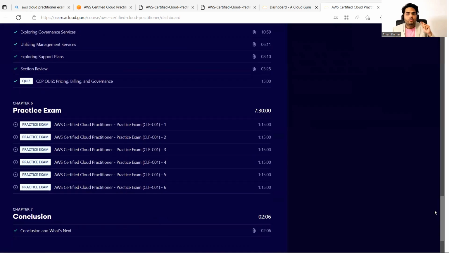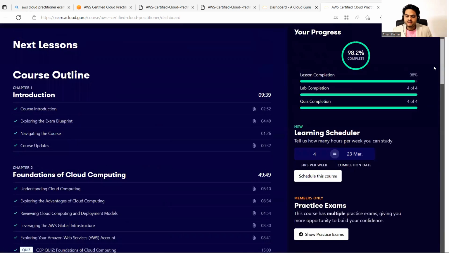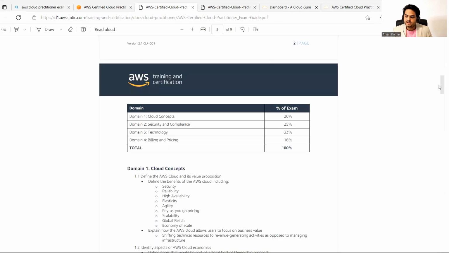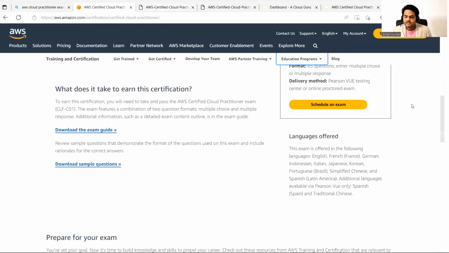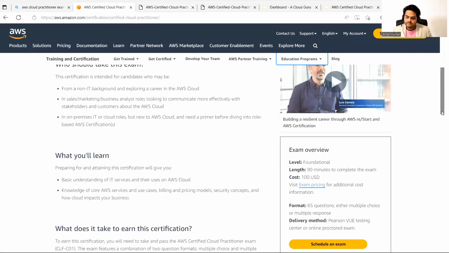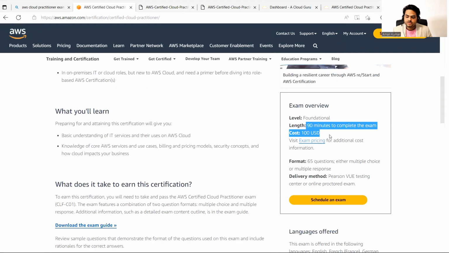Why am I telling you to repeat this, guys? Because if you fail, the exam cost is nearly $100. And if you fail, it's not worth it, right? So see here, 90 minutes and the cost is $100, nearly 7,500 to 8,000 rupees, right? So you don't want to fail in this.